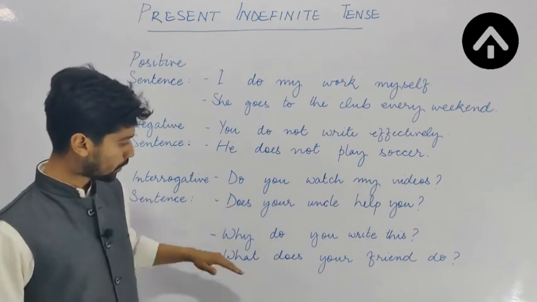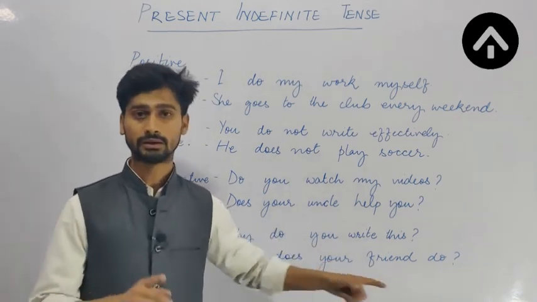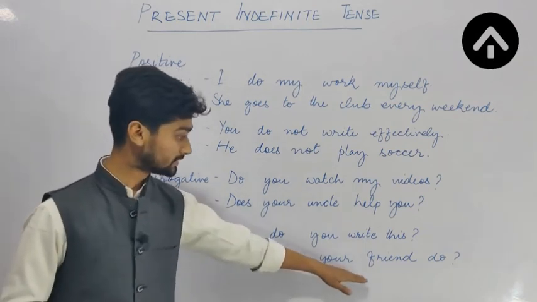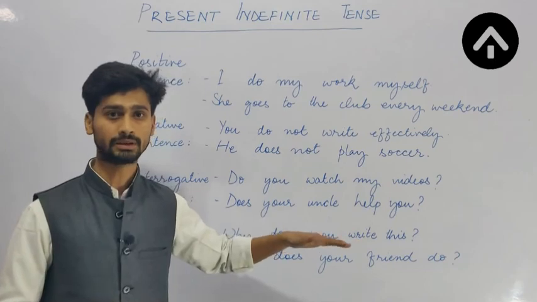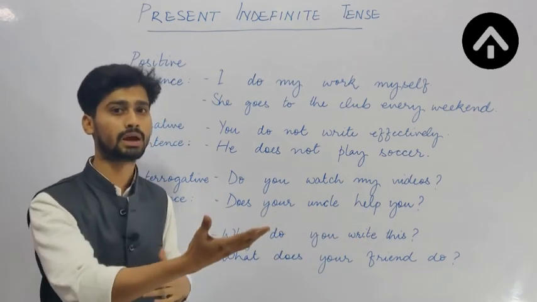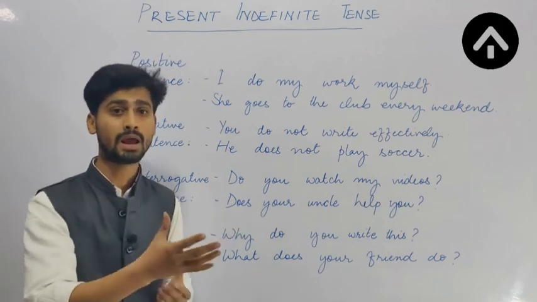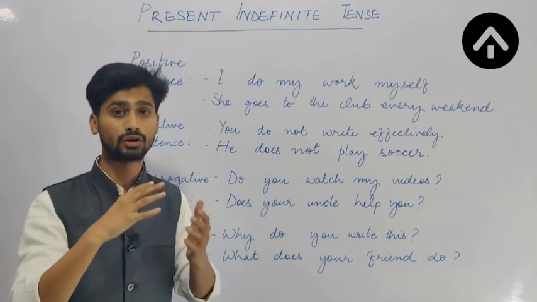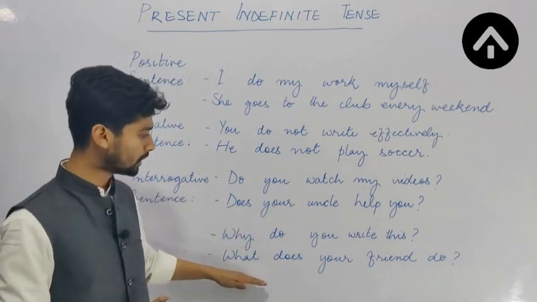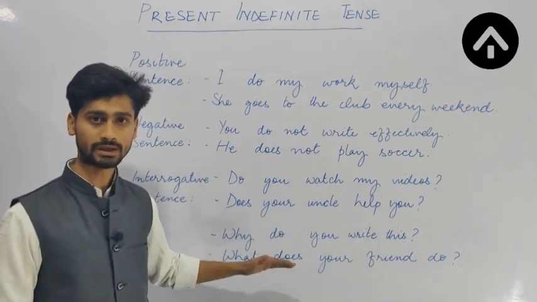Second example, what does your friend do? Here, your friend is singular as well as third person. That means it is not involved in the conversation. I'm talking about any third person. If I'm speaking, I'm the first person. The one who is listening to me is the second person. And if we are talking about any third person, he will be called the third person. What does your friend do? So here I am adding es with it.